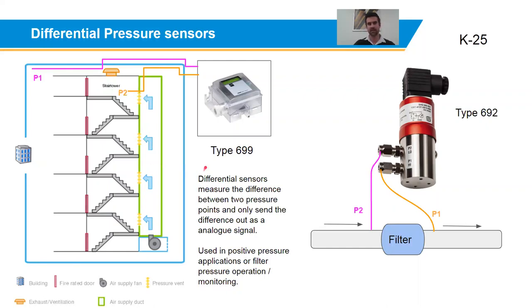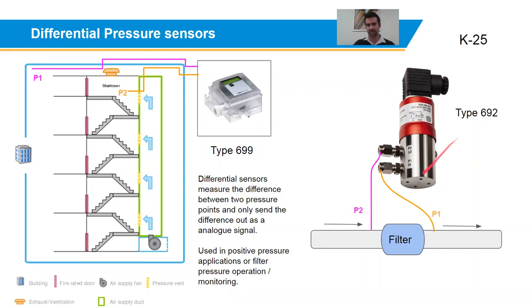So you would see 699 being used in conjunction with a variable speed drive to maintain that positive pressure. As a door or two are opened to go into the stairwell, the pressure might equalize, and the VSD will obviously speed up to compensate.